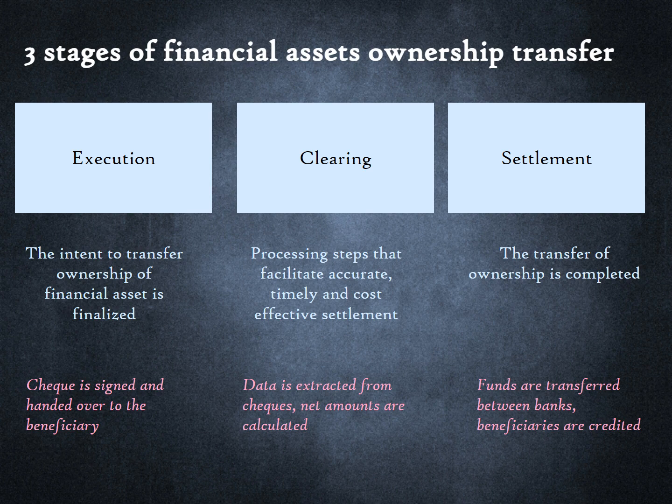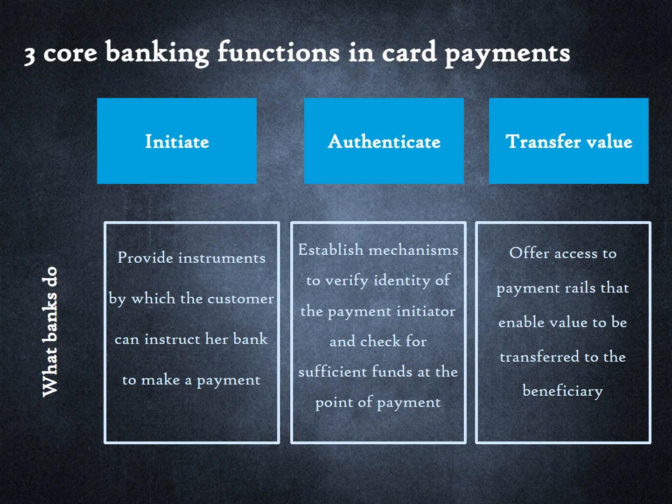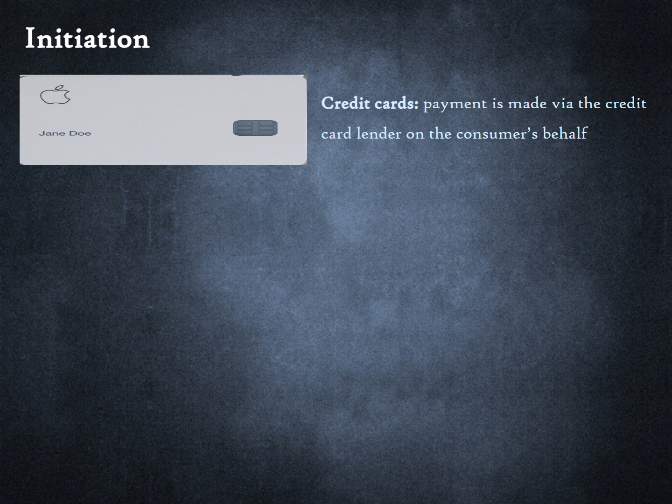Next, we will move on to card-based payment rails. We learnt that banks perform three functions in payments. The way these play out in cards is specific to cards. Let us begin with the initiation step. Card payments can be initiated via various card instruments. A common instrument is a credit card.